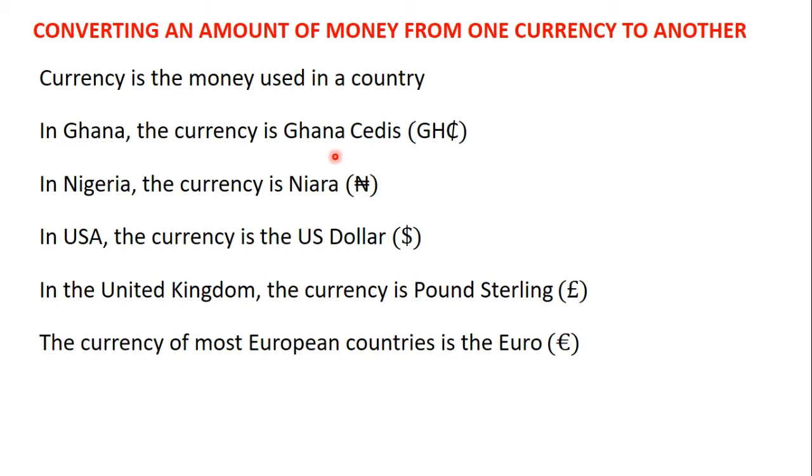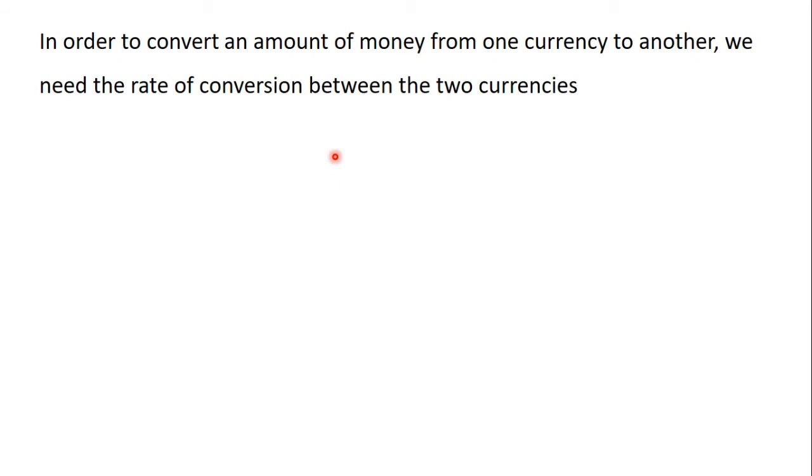Now that we know why it is important to learn how to convert money from one currency to another, let's learn how to do it. In order to convert an amount of money from one currency to another, we need the rate of conversion between the two currencies. In the previous videos, we have learned that in order to convert a quantity from one unit of measurement to another, you will need the rate of conversion between those two units of measurements.